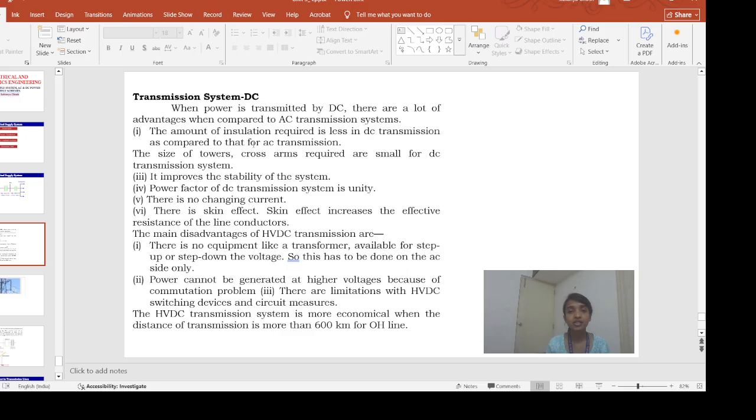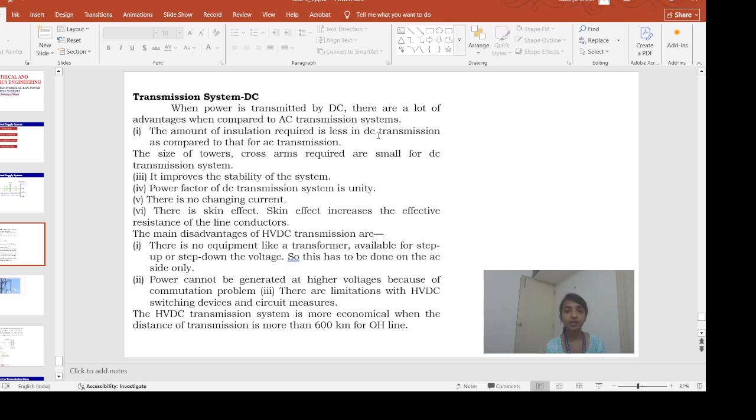So if 230 volt is my RMS value, what will be my peak voltage? Root 2 is 1.414, so 230 multiplied by 1.414 is around 325 volts. So obviously in case of AC, the equivalent of 230 volt is 325 volt. 230 volt RMS means 325 volt peak voltage. But in case of DC, 230 volt is my peak or maximum voltage. So since the voltage is higher for AC, we need less insulation in DC.